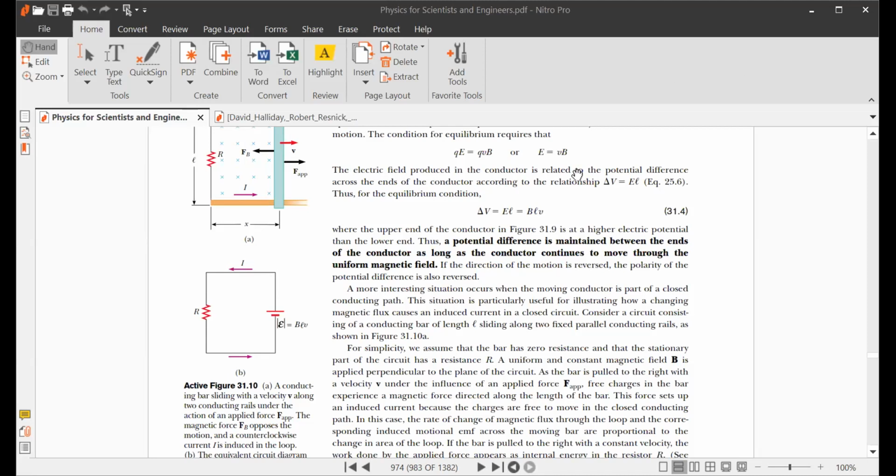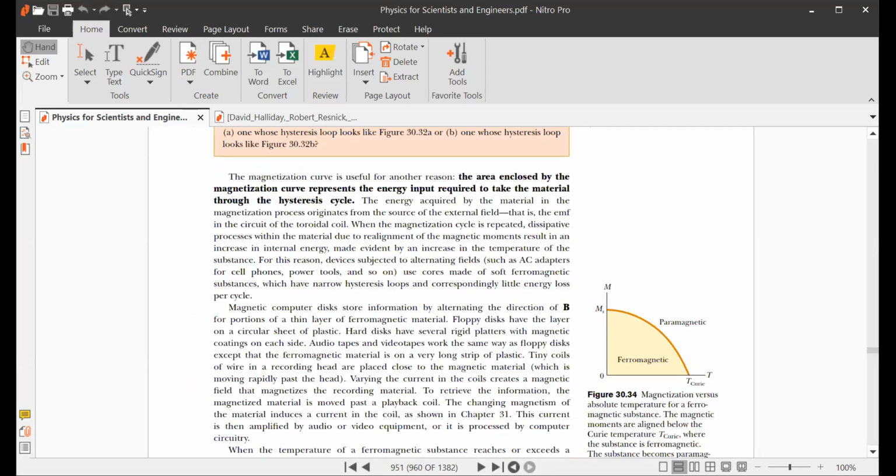Okay, that's for now. I will summarize the lectures today in bahasa, okay, starting with Ampere's law.